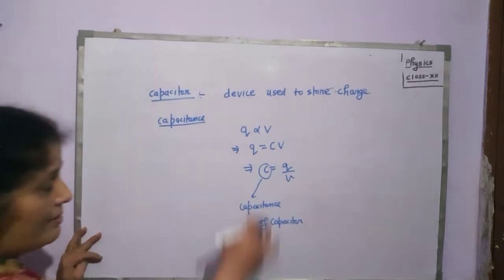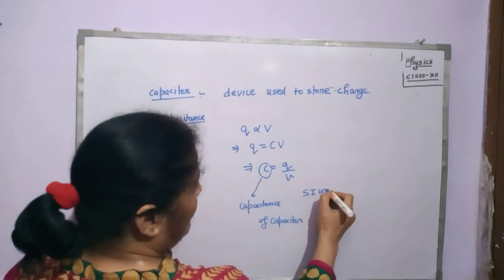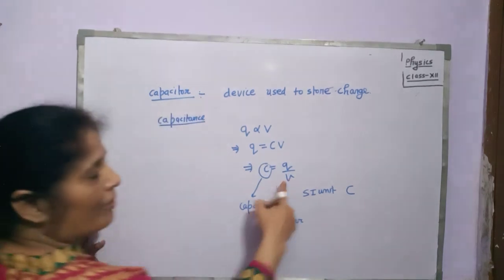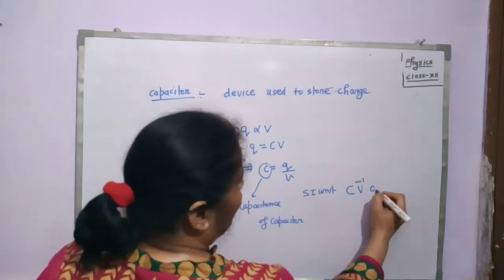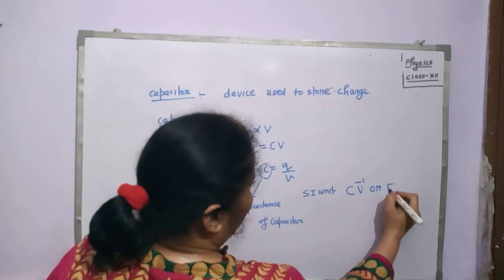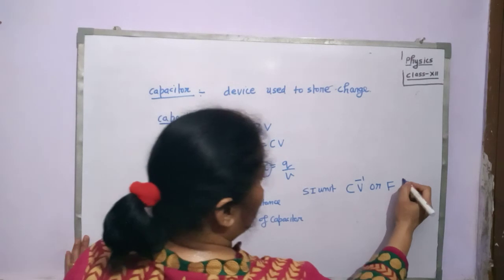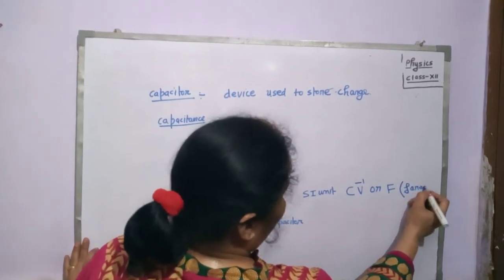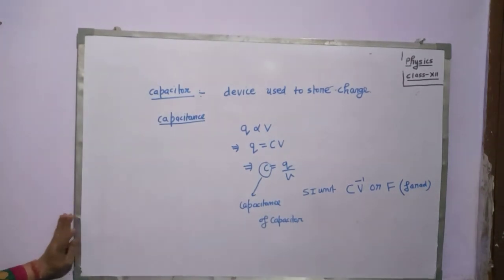Now what is its SI unit? The SI unit of Q is coulomb. SI unit of V is volt. So the unit is coulomb volt inverse, or it is also known as farad, after the name of the scientist. If we write the complete unit, then you write it with a small letter f: farad.